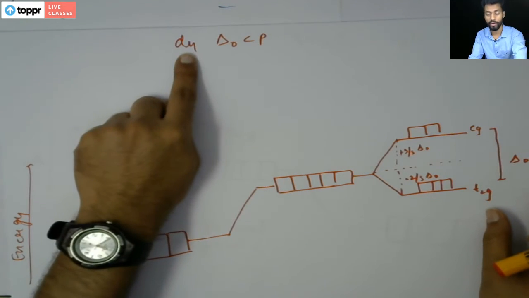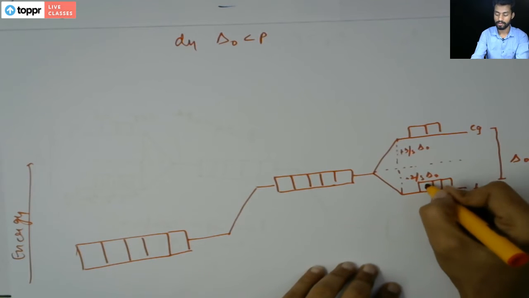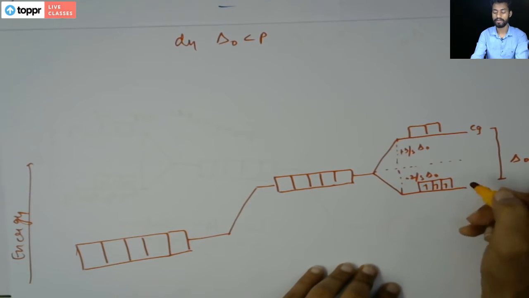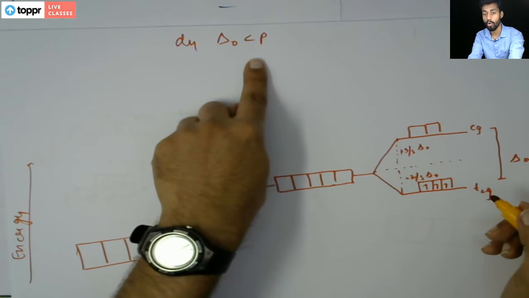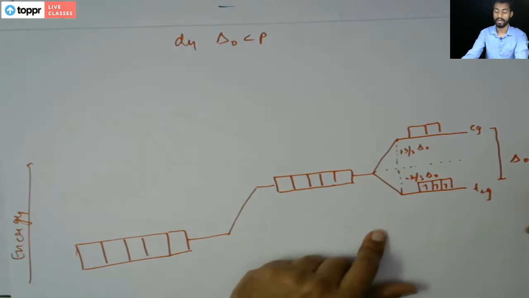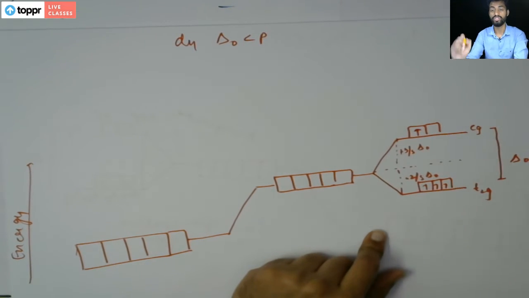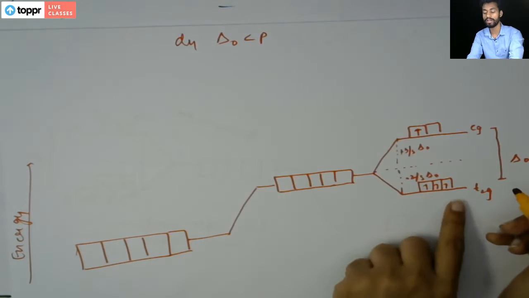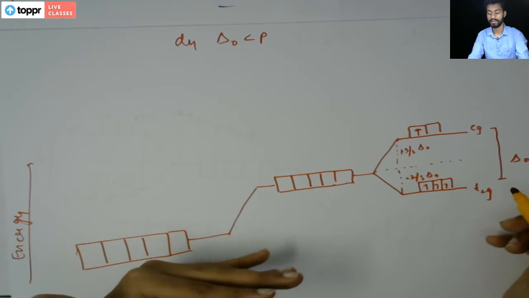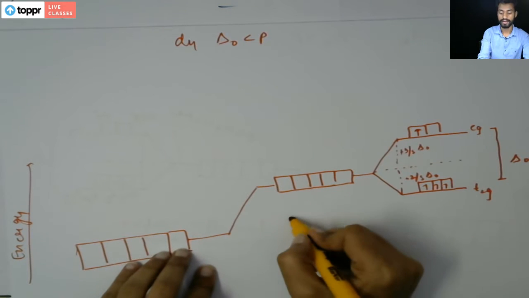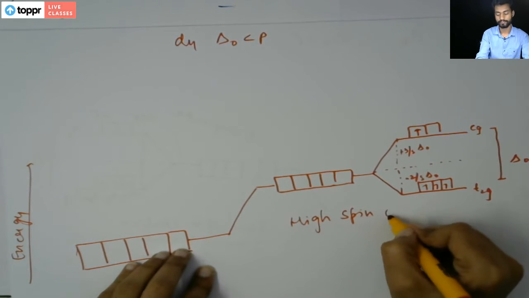Now we have 4 electrons. We will start filling them one by one. First, same as earlier, all the orbitals are singly occupied, and since pairing energy is more, the remaining electron will go into Eg, and now you will find that all 4 electrons are singly occupied. So the spin will be high. It is a high spin complex.